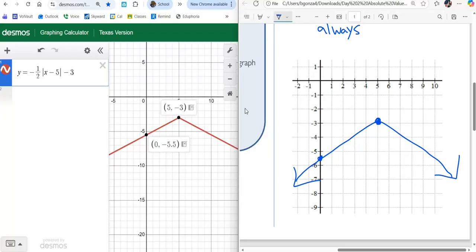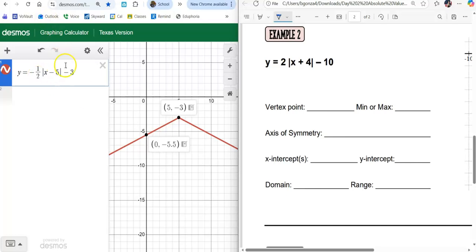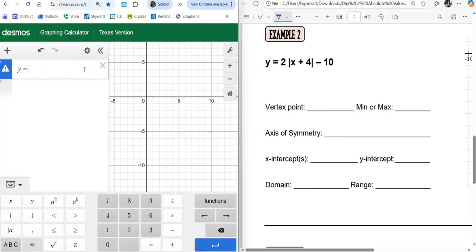Everyone good? Yep. All right. Example 2. All right. So can you type this in? Y equals 2. Absolute value is right here. You might even be able to do it on your Chromebook by hitting Shift underneath the backspace. That'll give you a vertical line. That's the absolute value. That's one way to do it. X plus 4, you do it again. Okay. -10.